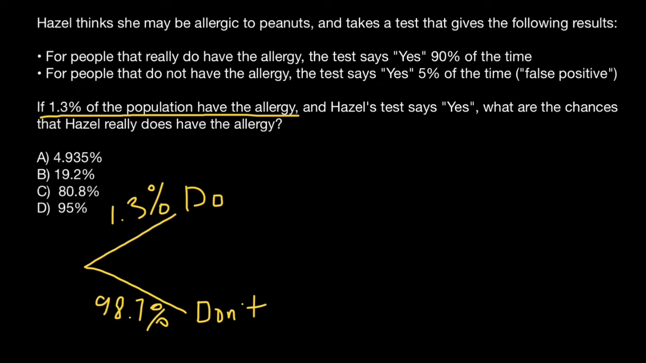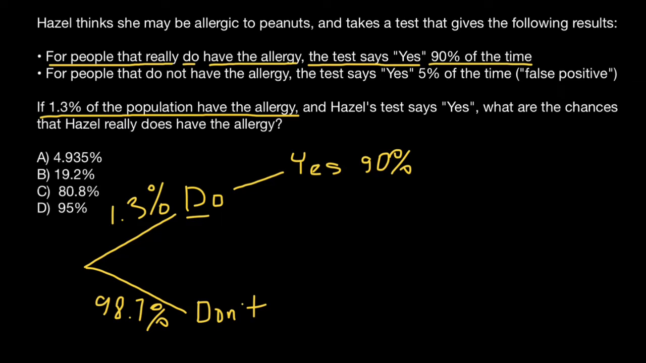Now let's check our problem again. For people that really do have the allergy, the test says yes 90% of the time. That means at the same time this same test would say no 10% of the time. Again, that means that this is going to be a false negative, because these people really do have this allergy.